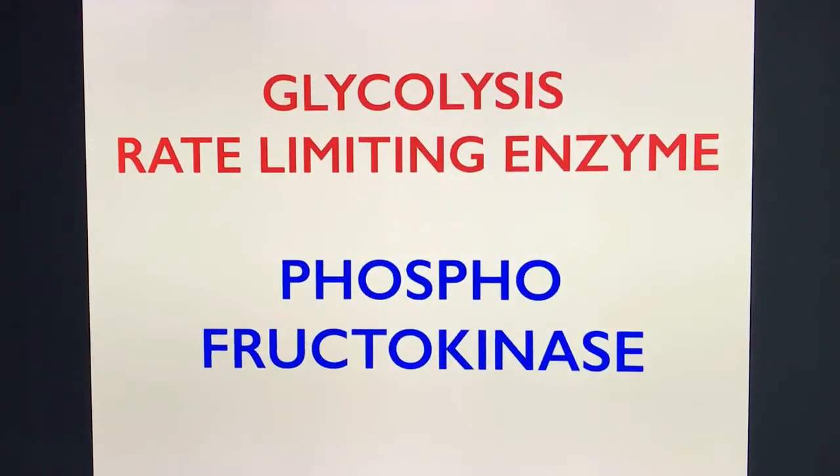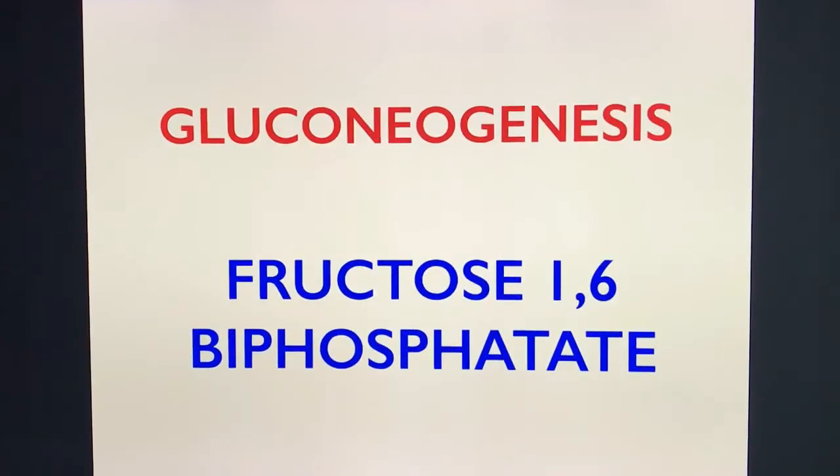So what is the rate-limiting enzyme in glycolysis? It is PFK, or phosphofructokinase. The rate-limiting enzyme for gluconeogenesis is fructose 1,6-bisphosphatase.